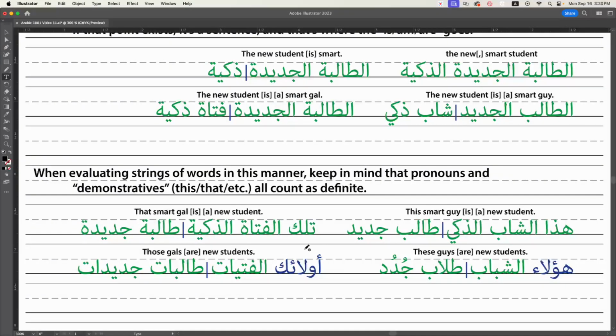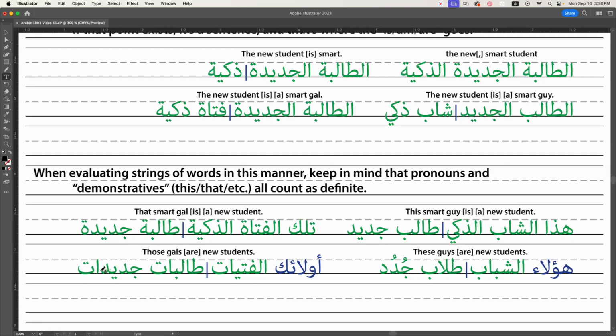The human plural for those is a mouthful, أولئك. So أولئك is how you say it. When I annotate these PDFs, I'll put the transliteration in because it's not obvious how to pronounce them from the way they're spelled. So أولئك الفتيات, those young women, those gals, and then we change to indefinite. This one is definite because it's a demonstrative. This one is definite because of alif lam. And then we get to ghayr mu'arraf, indefinite.